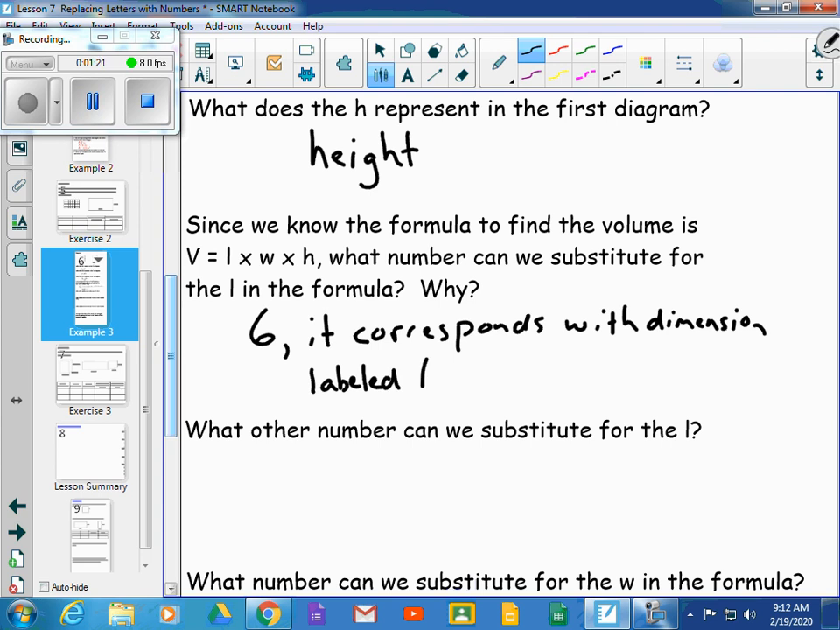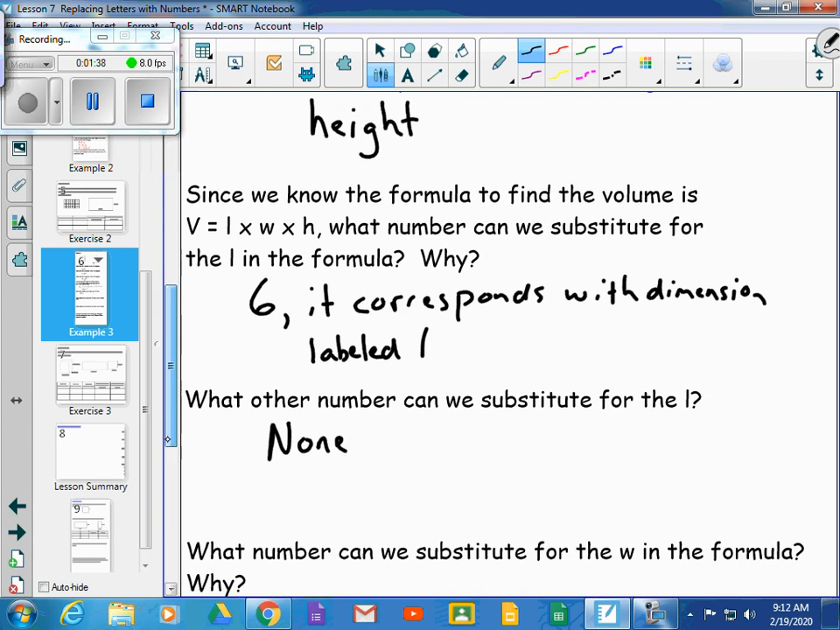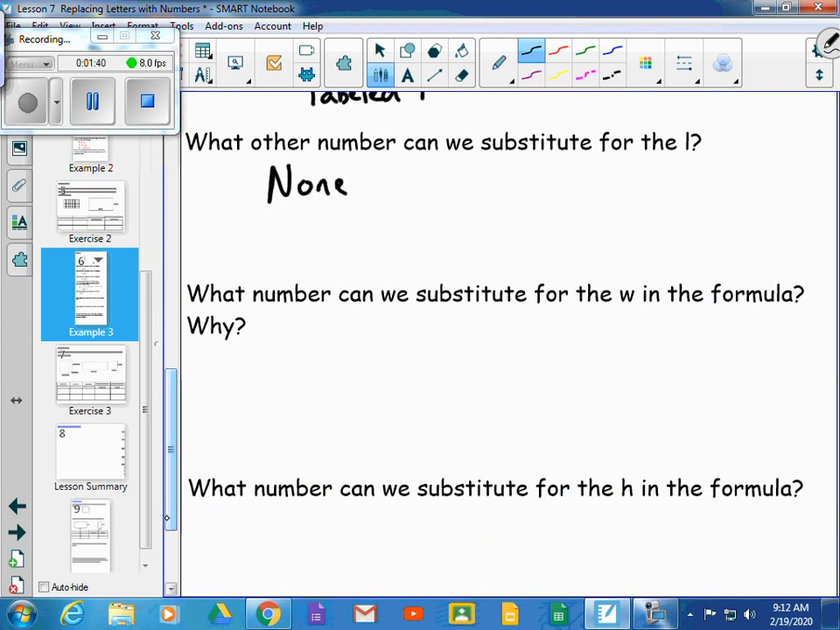And then what other number can we substitute for the L? No other number, because the other numbers don't correspond to the same exact dimension. You can see the 2 matches with the W, the 8 matches with the 8, but neither one of those match with the L. What can we substitute for the W? Okay, 2, because it corresponds with the W.